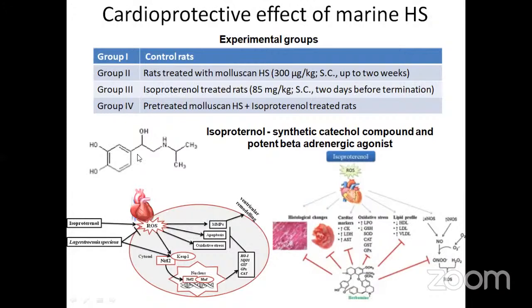After getting animal ethical clearance, we took 4 groups of Wistar rats for these studies. Group 1 acts as the control, and group 2 is treated only with the heparan sulfate, at the concentration I have given here. Group 3 is treated with isoproterenol only for 2 days, subcutaneously, at a dosage of 85 milligram per kg of body weight. Group 4 is pre-treated with marine mollusk heparan sulfate followed by isoproterenol. This is the experimental group setup, and the duration of the experiment was up to 2 weeks.